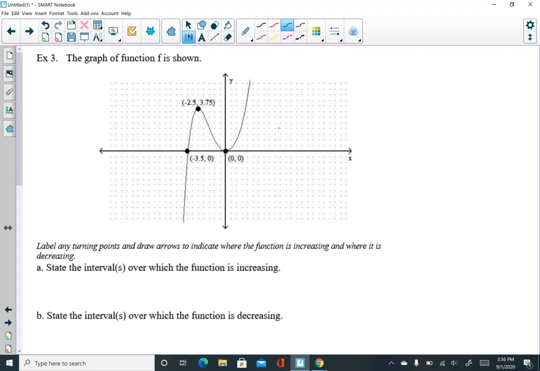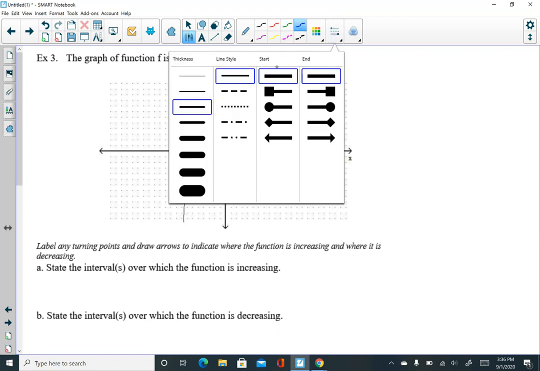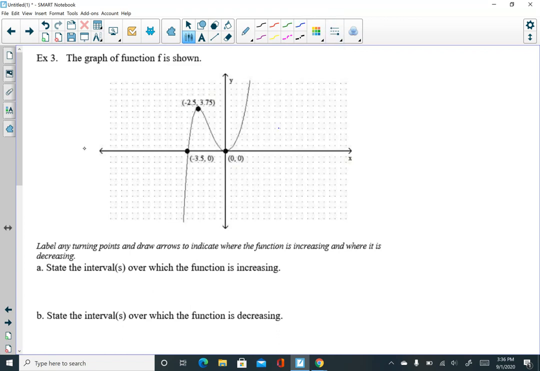In example 3, we'll start here by first labeling my x-axis. On the left-hand side, these are negative infinity. On the right-hand side, positive infinity. Because remember, that's the majority of how we read our graphs, along the x-axis. And let's go ahead and identify our maximum and minimum point.